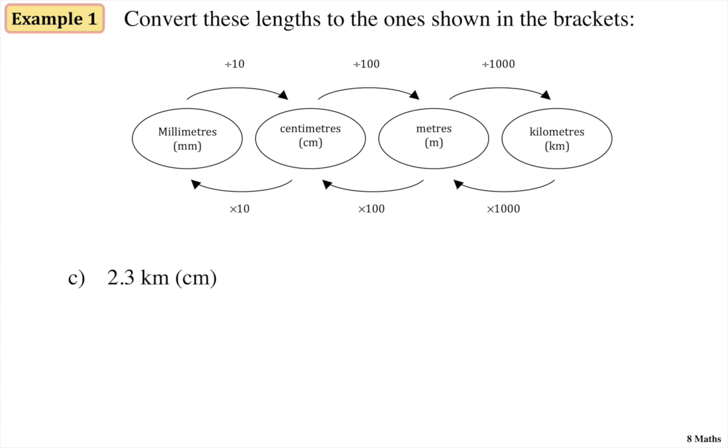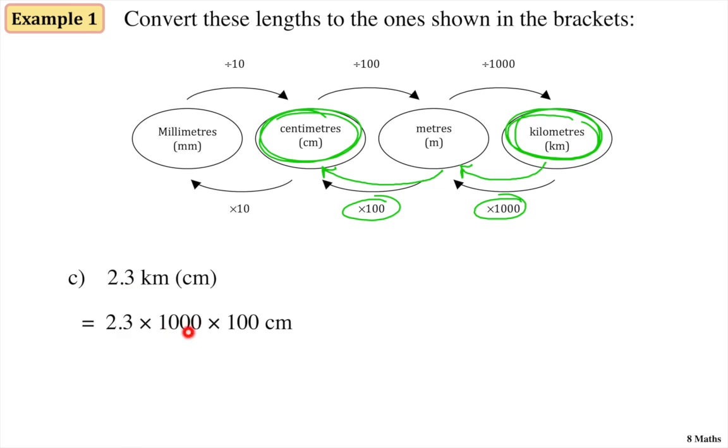Let's try another one where we're going to go from kilometers to centimeters. Well, let's have a look at this. Here's our kilometers. Here's centimeters. If I want to go from kilometers to centimeters, I'm going to go that way, and then I'm going to go that way again. So the first thing I'll do is times by 1,000, and then I'll times by 100. So when I write this out, it becomes 2.3 times 1,000 times 100, and that converts it into centimeters. So put that into your calculator, and you'll get 230,000.